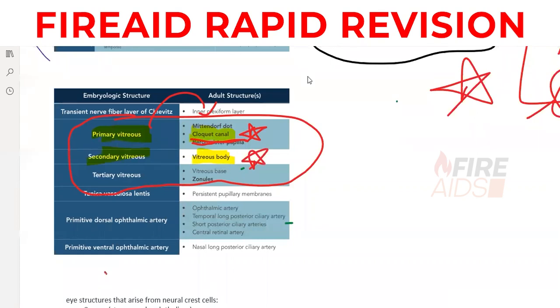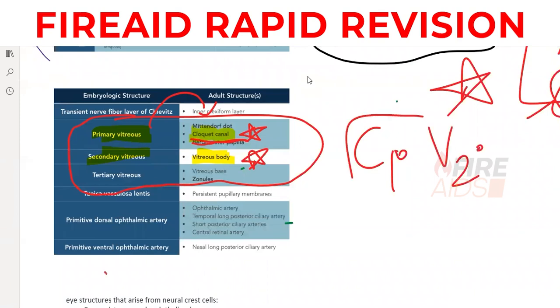Cloquet canal is from your primary vitreous. Vitreous body is from your secondary vitreous. To remember this, remember C1, V2: C is primary, V is secondary. So C1, V2. This is how you have to remember this. If you do tertiary, if you forget about the vitreous base, that's okay.